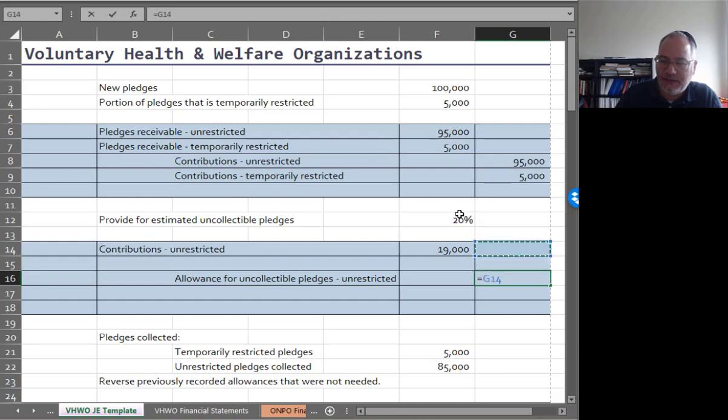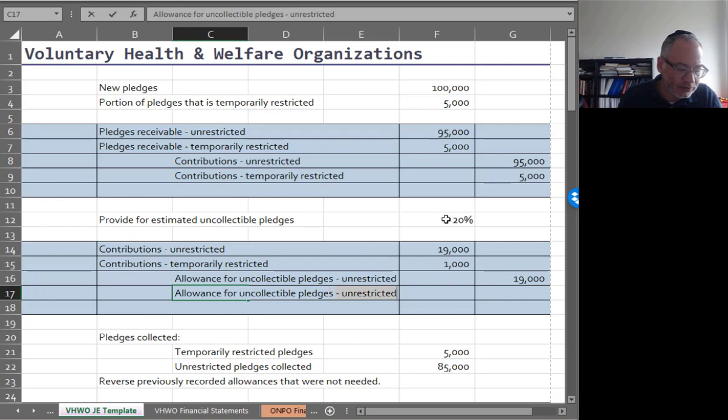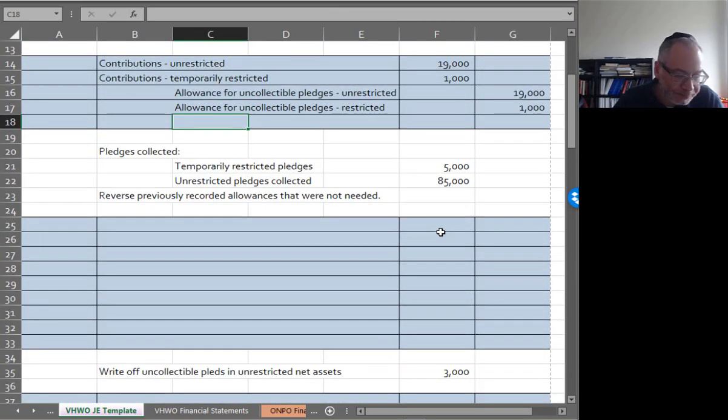Unrestricted, 19,000. And then I'm going to debit contributions temporarily restricted, 5,000 times 20%. And I'm going to credit allowance for uncollectible pledges restricted, $1,000. And then we're going to collect some pledges. So I'm going to debit cash unrestricted. So we're collecting now $85,000.